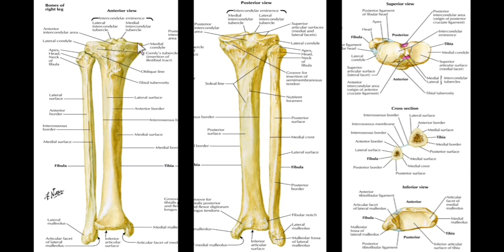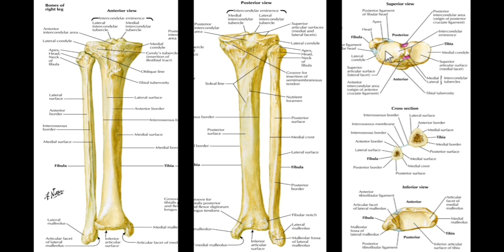In this diagram, in anterior view, this one shows the medial condyle, which articulates with the medial condyle of the femur, and this one is called the lateral condyle, which articulates superiorly with the femur and inferiorly with the head of the fibula. Now the intercondylar area shows two eminences known as the lateral intercondylar tubercle and medial intercondylar tubercle. This is the anterior view and this one is the posterior view.